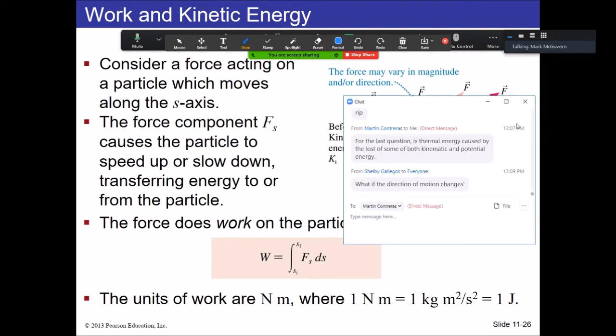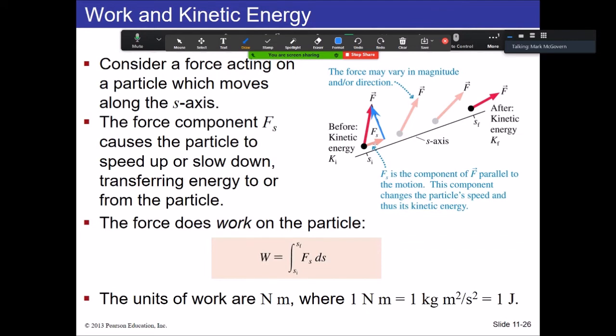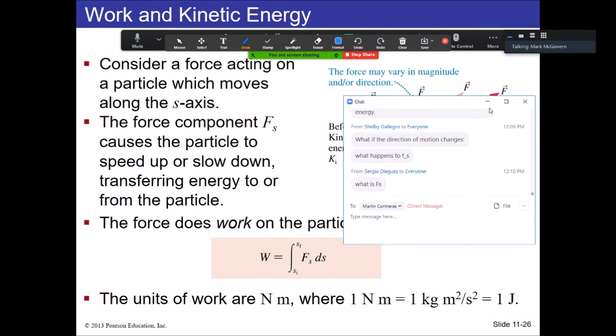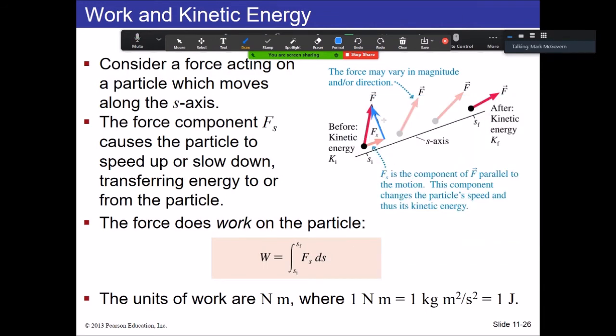So this method here is fine if the direction of motion changes. Work only cares about the component of force along the direction of motion. If the direction changes, Shelby, that's when you have to get the line integral out, because the line integral can handle forces and directions that constantly change. We are going to simplify that down so we don't worry about line integrals, because they're not exactly complicated, but it does involve a bit of vector calculus, and we're not supposed to know any vector calculus right now. Fs is the force along the direction of motion.